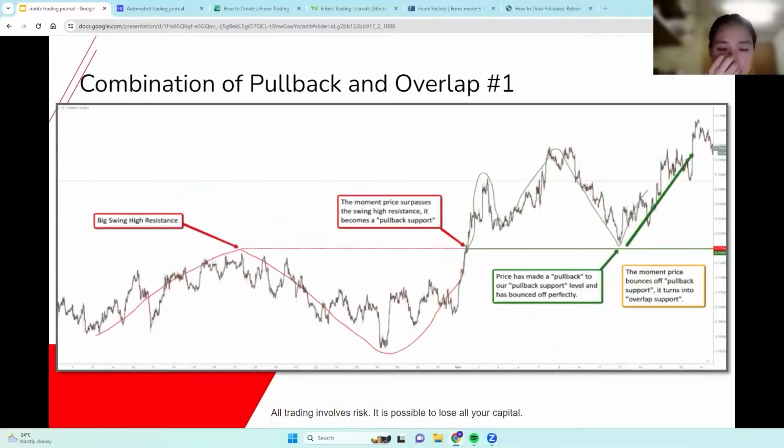Okay, here's another example. Here we have a big swing high resistance level. Price surpasses this level and it becomes a pullback support where we expect price to pull back to that level. In the green areas over here, we see price retrace to this level and actually bounce off perfectly. Once price bounces off the pullback support, it then becomes an overlap support.